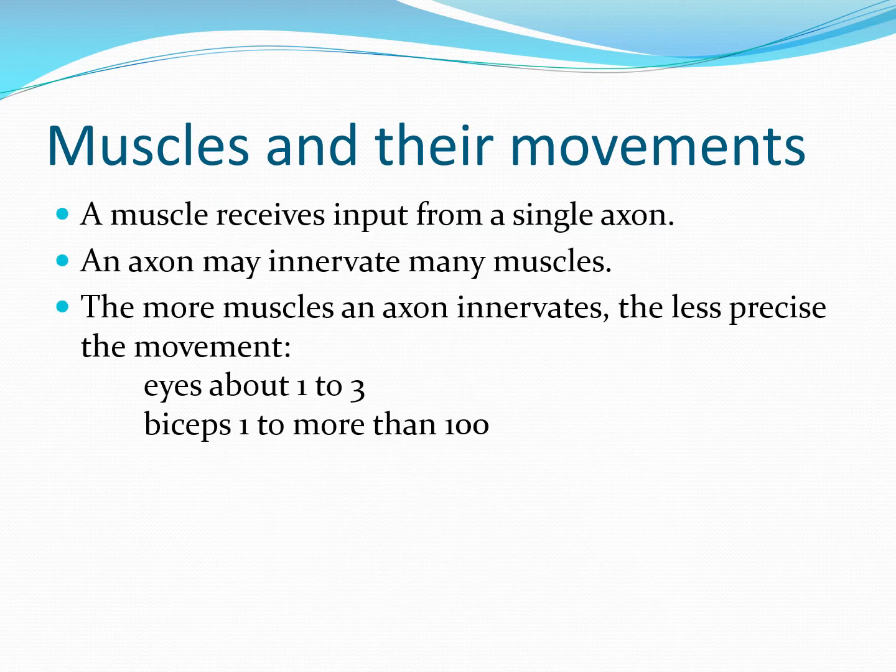If we look at where muscles receive their input, a muscle is going to receive input from only a single axon, and an axon may innervate many muscles. The more muscles an axon is innervating, or communicating with, the less precise the movement. So our eyes, which have very precise movement, have one axon communicating to about 3 muscles. And we move our eyes almost exactly to where we want them to move, maybe a little tiny correction, but they are very precise in their movements. Whereas in the biceps, we have one axon to more than 100 muscle fibers, and this is a much less precise kind of movement.